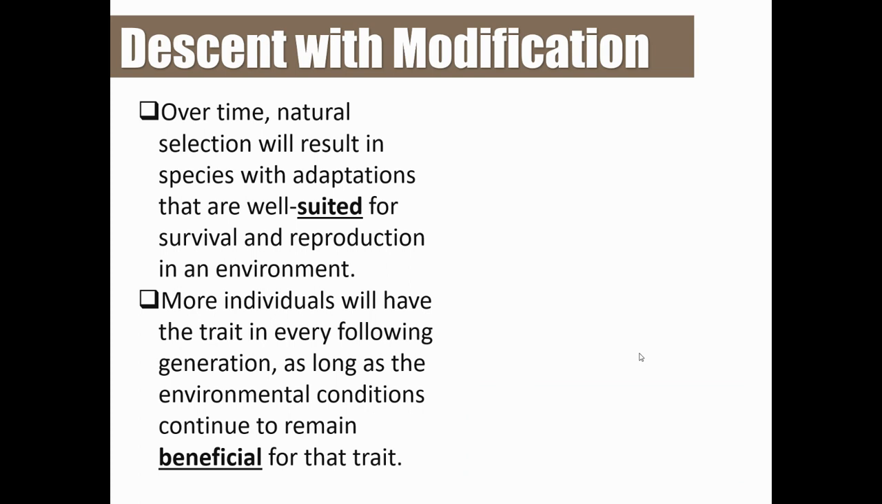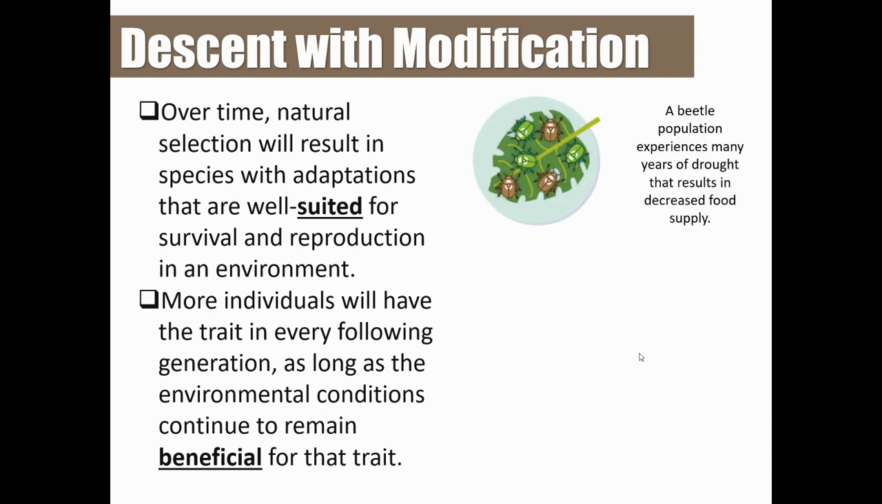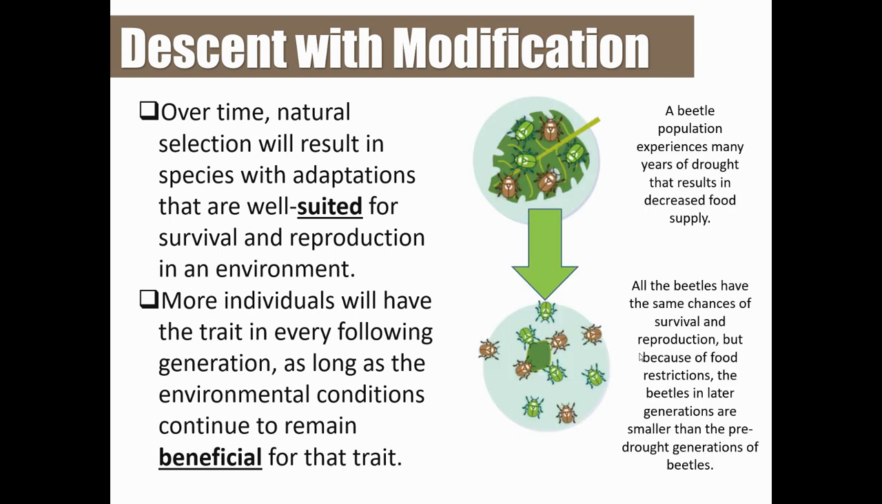We also have descent with modification. We're going to talk about this a lot throughout this evolution unit, but over time, natural selection will result in species with adaptations that are well suited for survival and reproduction within an environment. More individuals will have a trait, or the trait will become more prevalent in every following generation, as long as environmental conditions continue to remain beneficial for that trait. This is a great example: if you want, pause the video and read the screen about the beetles, whose food supply suddenly decreases because of a drought, and what happens over time.